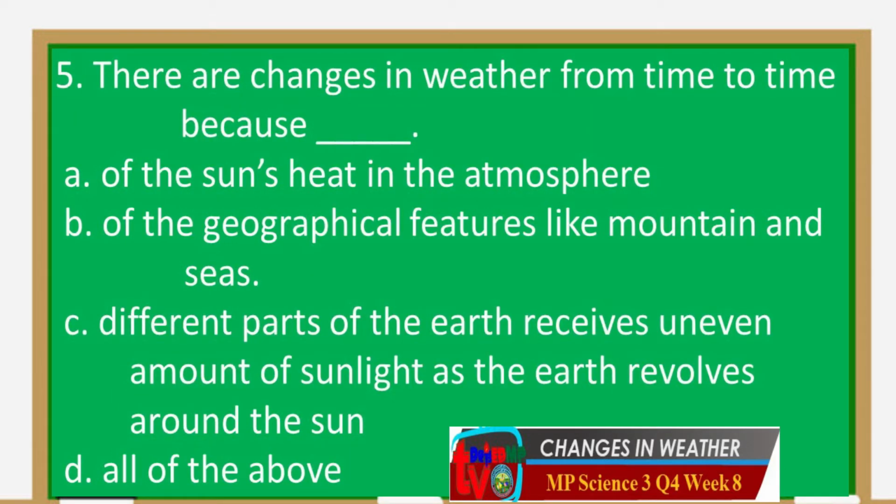Number 5. There are changes in weather from time to time because blank. Letter A, of the sun's heat in the atmosphere. B, of the geographical features like mountains and seas. Letter C, different parts of the earth receive an even amount of sunlight as the earth revolves around the sun. Letter D, all of the above.